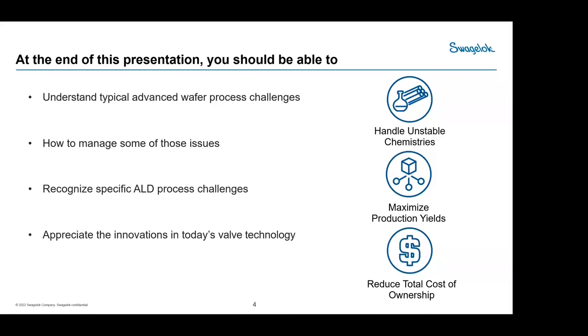And all of those things are basically combined into handling the unstable chemistries, maximizing the production yields, and reducing the total cost of ownership. So we will try using these three ideas about handling the chemistries, production yields, and total cost of ownership, and we'll try to change those challenges into opportunities.